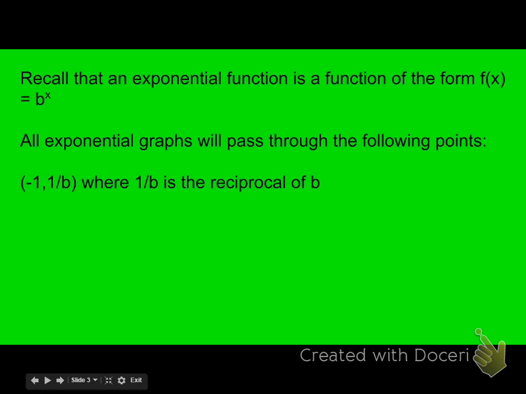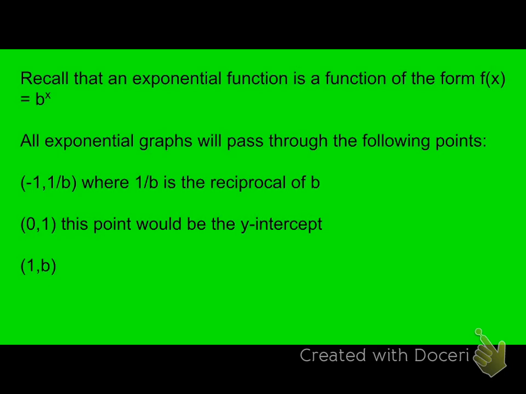-1, 1 over b, where 1 over b is simply the reciprocal of the base. 0, 1, which would function as the y-intercept. And 1 comma b. So just like we did with square roots and cube root graphs, and you probably did maybe in the first trimester with quadratic graphs, your h and your k's, they still stay the same. It's just now we're going to do them off exponentials, and we're going to use these 3 points as our base points, if you will.